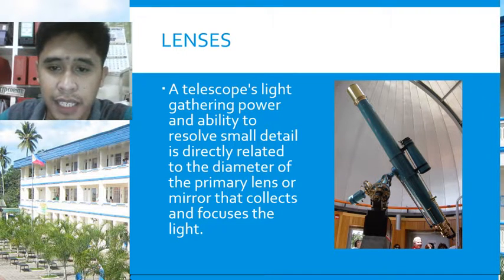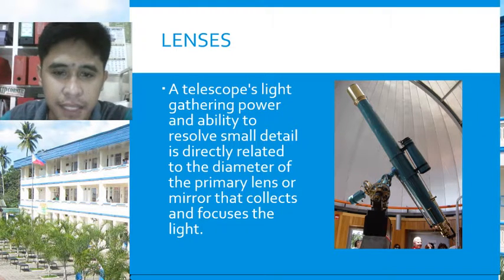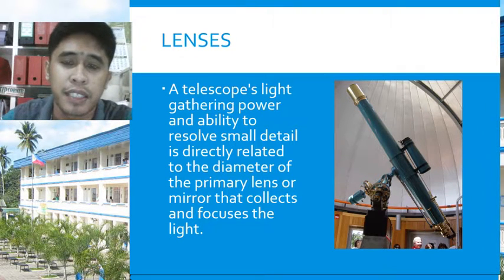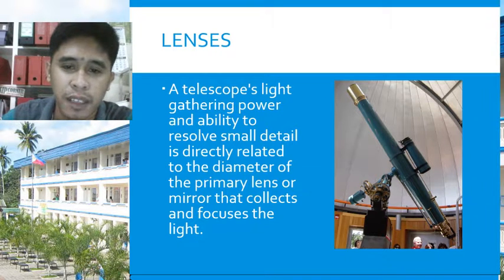That's the primary lens or mirror that collects and focuses the light. The larger the objective, the more light the telescope collects and the finer detail it resolves. People use telescopes and binoculars for activities such as observational astronomy when we want to observe the night sky, ornithology, pilotage, and reconnaissance, and watching sports or even performance arts.